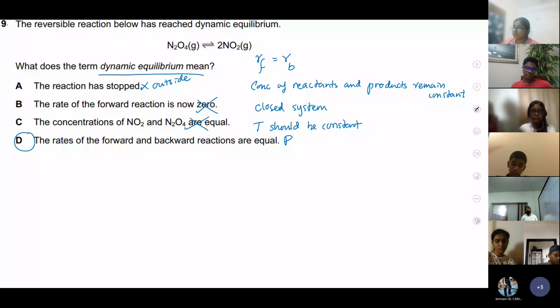Here are the points. They can appear in the papers tomorrow. You have to enrich your knowledge with acid base, salt preparation and separation techniques.